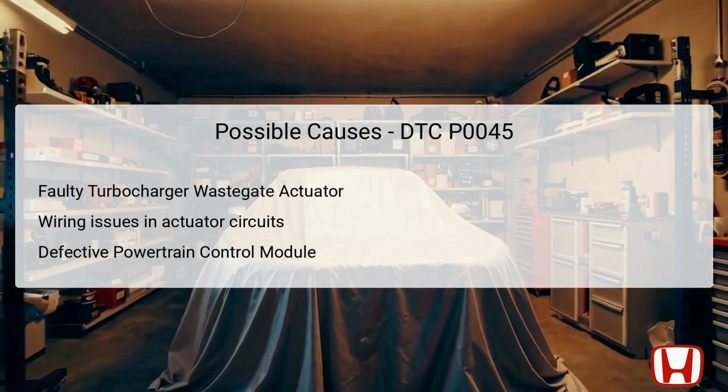The wiring must also be examined for damage that can cause loss of continuity or grounding issues. Lastly, if all other components are functioning, the PCM itself may be defective, resulting in an inability to correctly monitor and control the turbocharger system. Each of these possibilities must be explored systematically during troubleshooting to isolate the root cause.